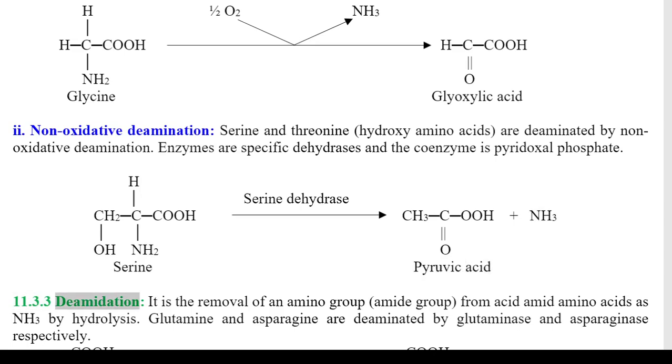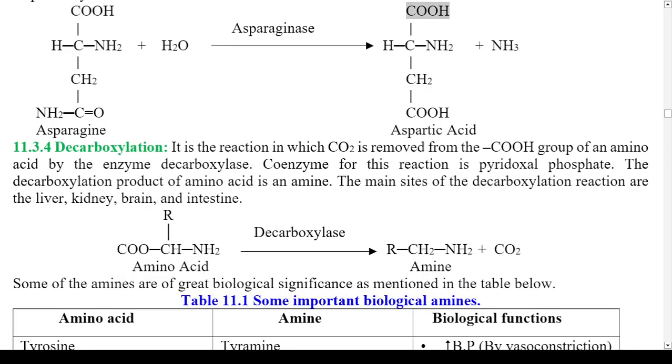1.3.3 Deamidation. It is the removal of an amide group from acid amide amino acids as NH3 by hydrolysis. Glutamine and asparagine are deamidated by glutaminase and asparaginase respectively. Asparagine plus H2O gives aspartic acid plus NH3.